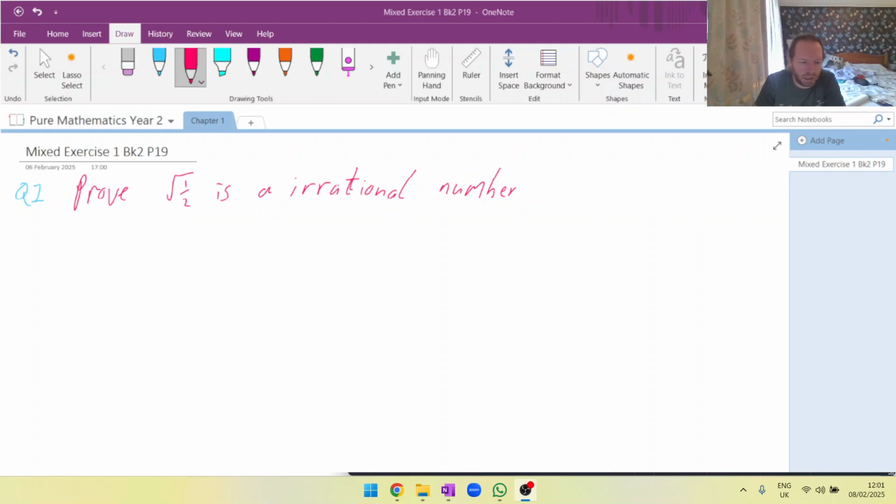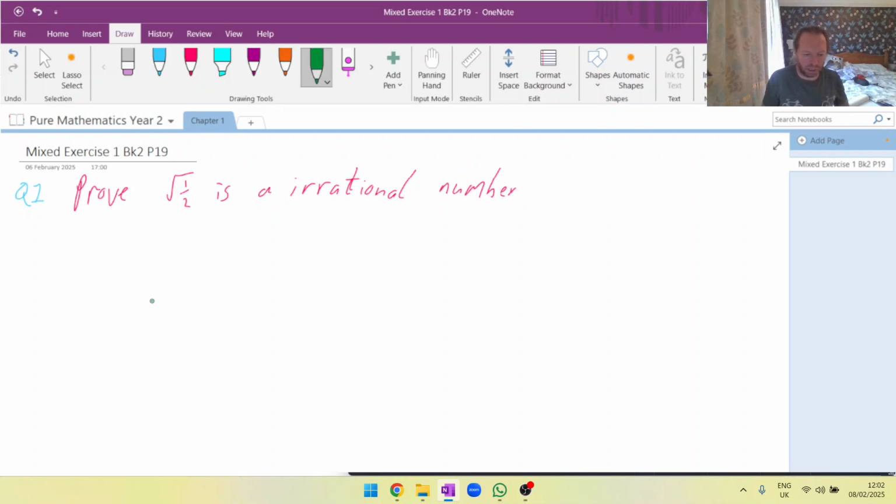Okay, here we are looking at the first question in Pure Mathematics Year 2 from the Edexcel course, Mixed Exercise, Book 2, page 19, on the Algebraic Methods chapter. The first question is, prove the square root of a half is an irrational number, and they say to prove it by contradiction. So they're giving us a big clue by saying prove by contradiction.